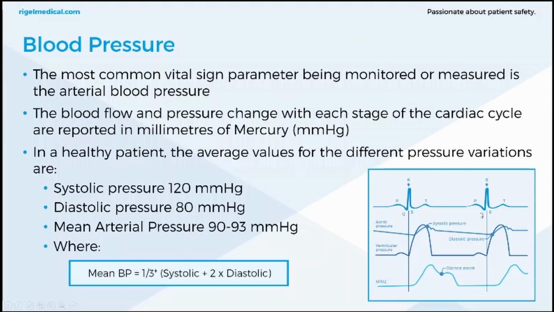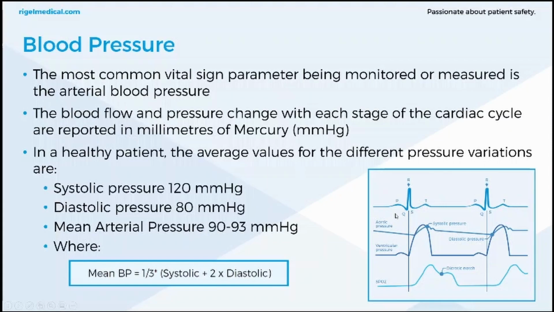Now the pressure change with each stage of the cardiac cycle is reported in millimeters of mercury. In a healthy patient, the average values for different pressure variations are systolic pressure 120/80, where mean arterial pressure is 90 to 93, and this is calculated using this calculation here, where mean blood pressure equals 1/3 times the systolic value plus twice the diastolic value, and that's how you reach your mean arterial pressure. So mean arterial pressure across the full cardiac cycle.